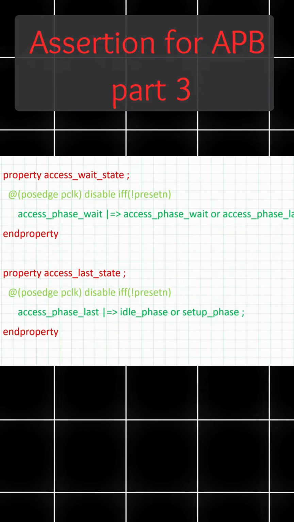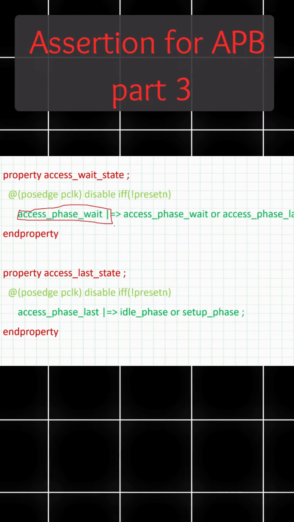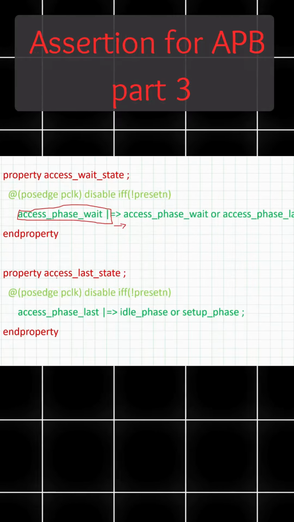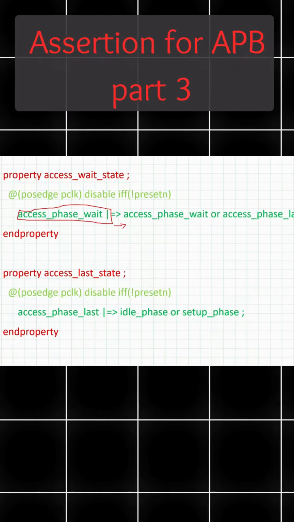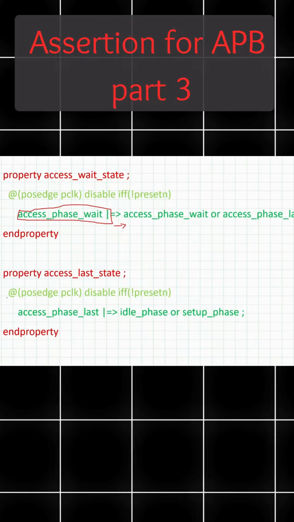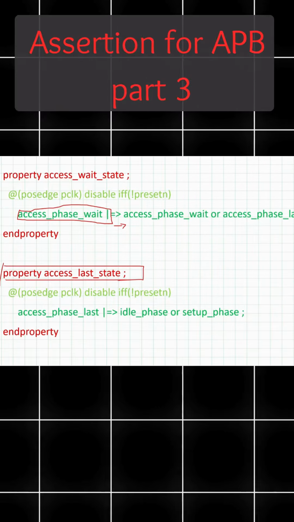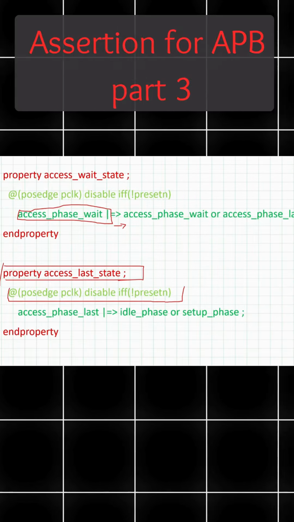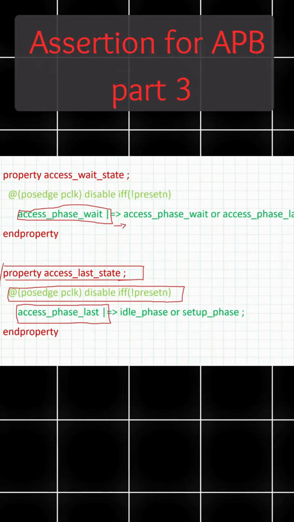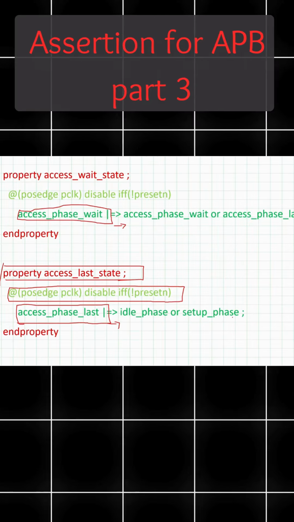Now our access wait. So access wait condition is that if access phase wait is there, then at next cycle our access phase wait or access phase last, these two possible states are there. If these two states are there, then it is fine. Otherwise the assertion will be error. And at last we will have our access last state, and similar for all the assertions, we will check our first reset, and then we will check our access phase last. If this condition is occurring, we will check that our idle phase is there or setup phase is there.